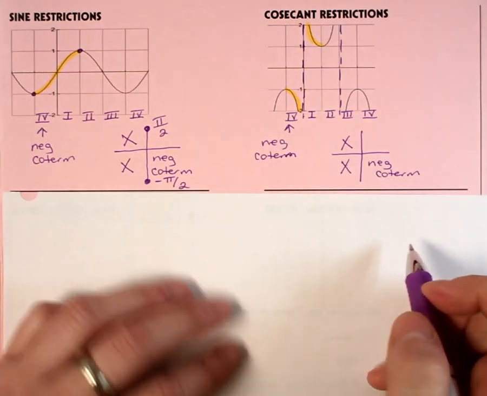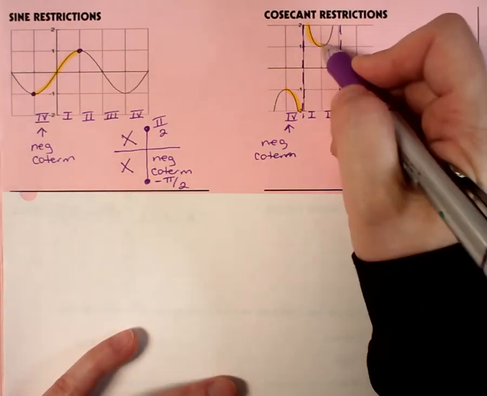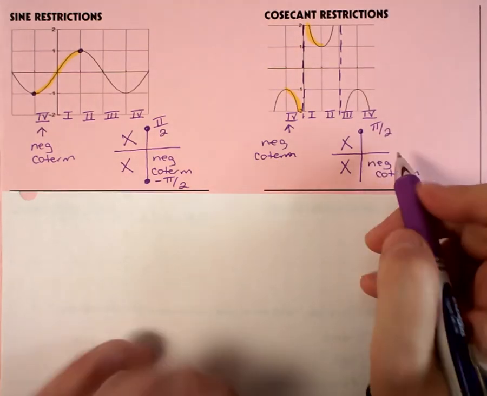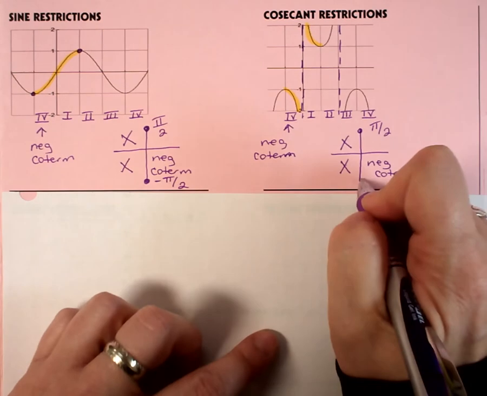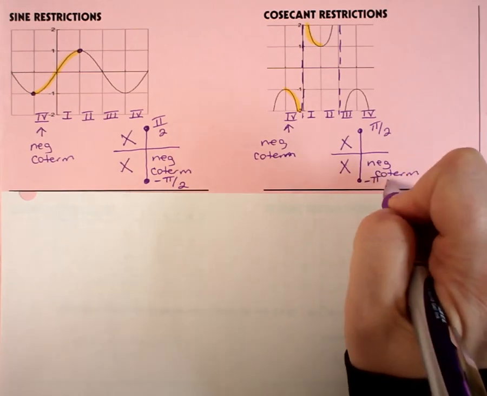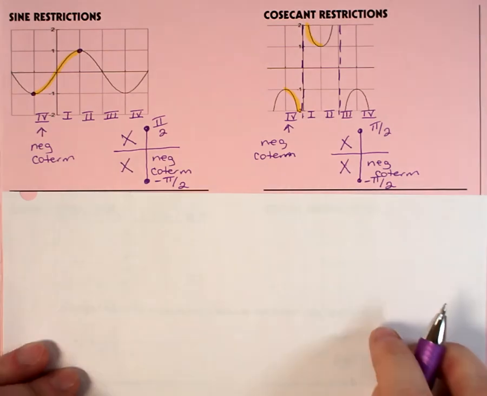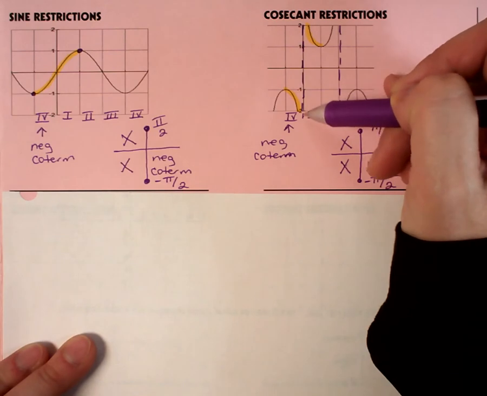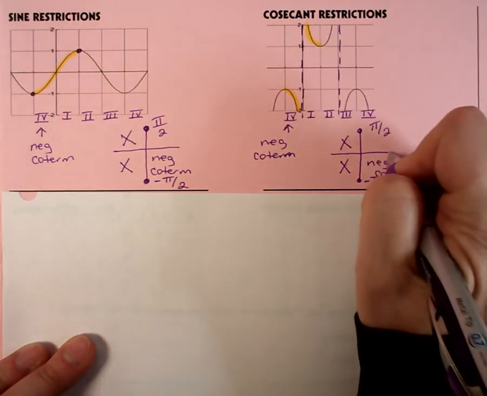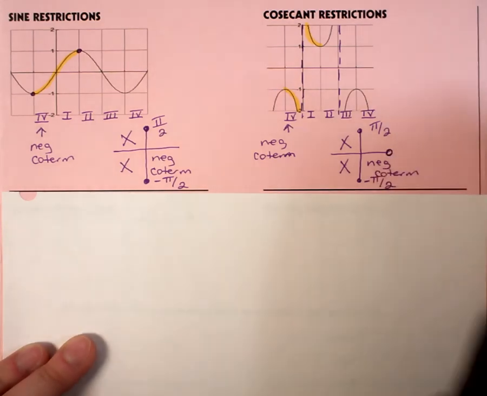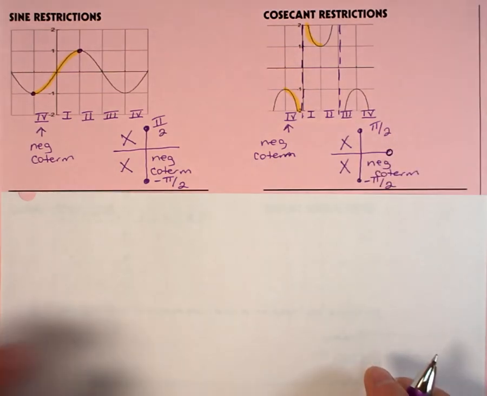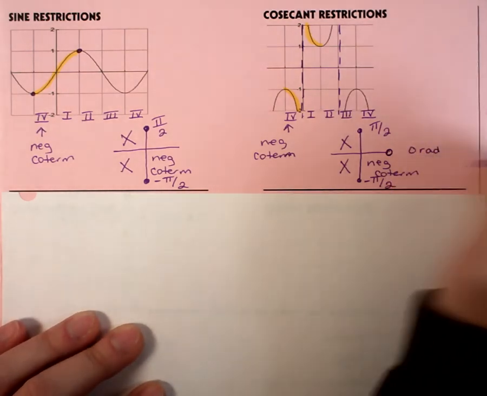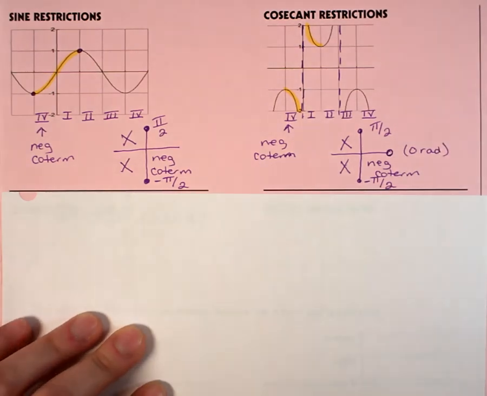The other thing that I want to remind myself is that yes, this pi over 2 is acceptable, and my negative pi over 2 is also acceptable. So those are both acceptable angles. We can also remind ourselves that we have this vertical asymptote right here along the y-axis, so we can give ourselves an open circle there to remember that that will not be an acceptable value. And of course that open circle is at 0 radians. If we want to give ourselves a reminder that that's 0 radians.